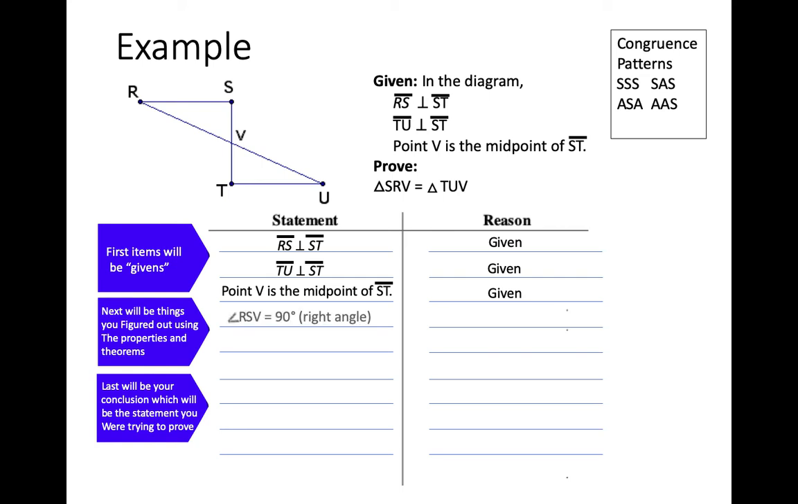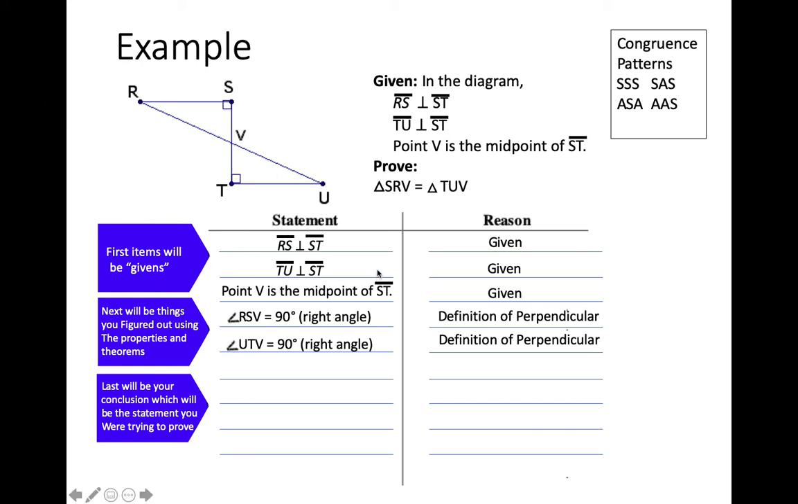First of all, if RS is perpendicular to ST, then that means that it makes a 90-degree angle. So this angle RSV must be a 90-degree angle, and that's part of the definition of perpendicular. Let's go ahead and draw a little right angle symbol there. Now we also know that TU is perpendicular to ST, so this angle here must also be 90 degrees. So let's go ahead and list that, and our reason is the definition of perpendicular, and we'll put that little box here as well.